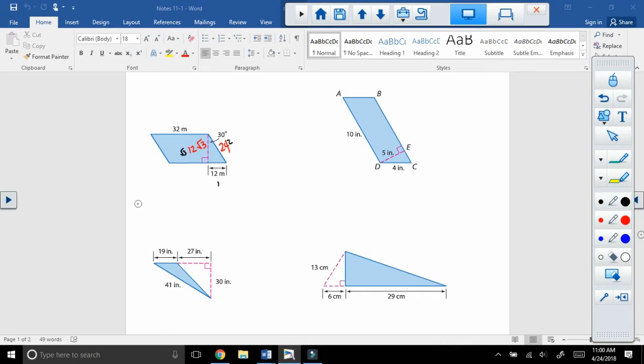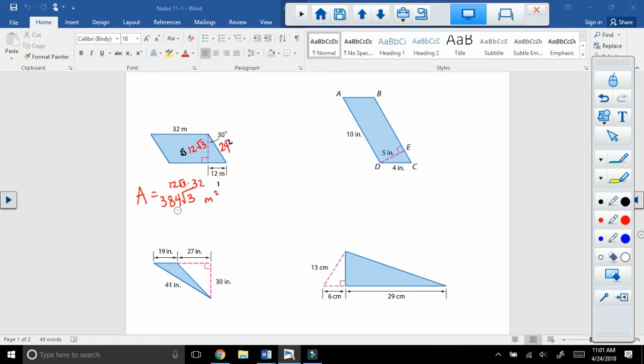So now it doesn't really matter which one you find first. Let's do area, because that's what we've been doing. If you want the exact area, what you would do is multiply 12 radical 3 times 32. To get the exact area, just leave the square root of 3 and multiply 12 times 32. You get 384 times the square root of 3, and that would be square meters. So this would be the exact answer. It's okay with me if you'd rather round that.